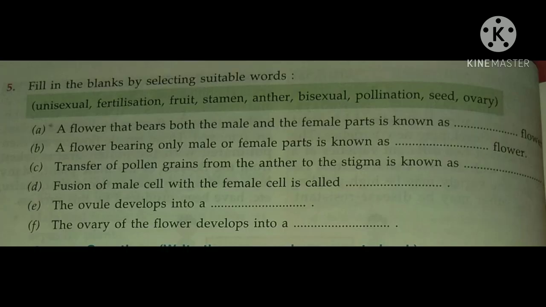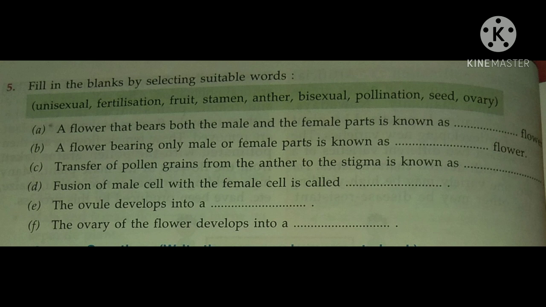Next, fill in the blanks by selecting suitable words. They have given the words in the bracket. You have to select the correct word. First one, a flower that bears both male and female parts is known as dash flower. A flower having both male and female parts. So the answer is bisexual flower. If possible, you can write the answer in the textbook.